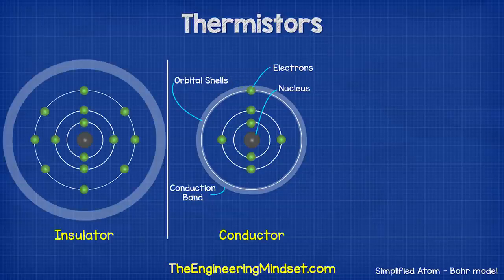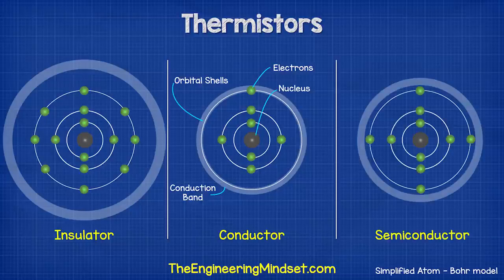With an insulator, the outermost valence shell is packed. There's very little to no room for an electron to join. The nucleus has a tight grip on the electrons and the conduction band is far away, so the electrons can't reach this and escape. Therefore, electricity can't flow through this material.